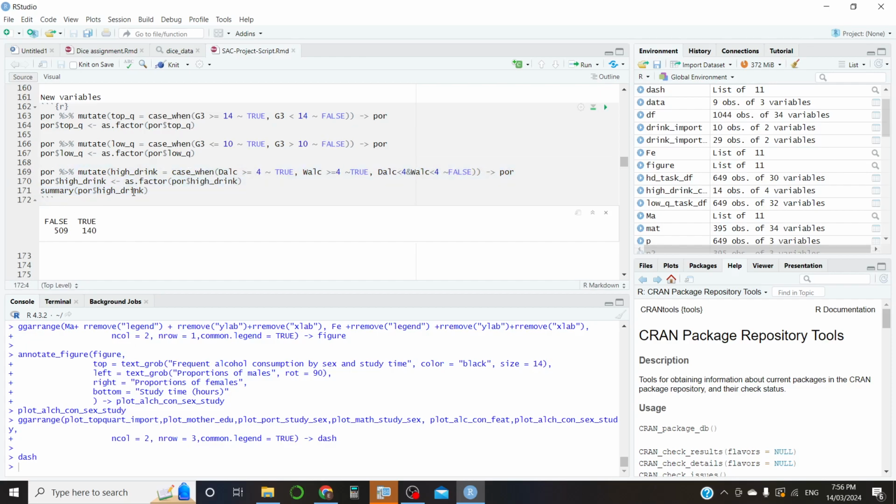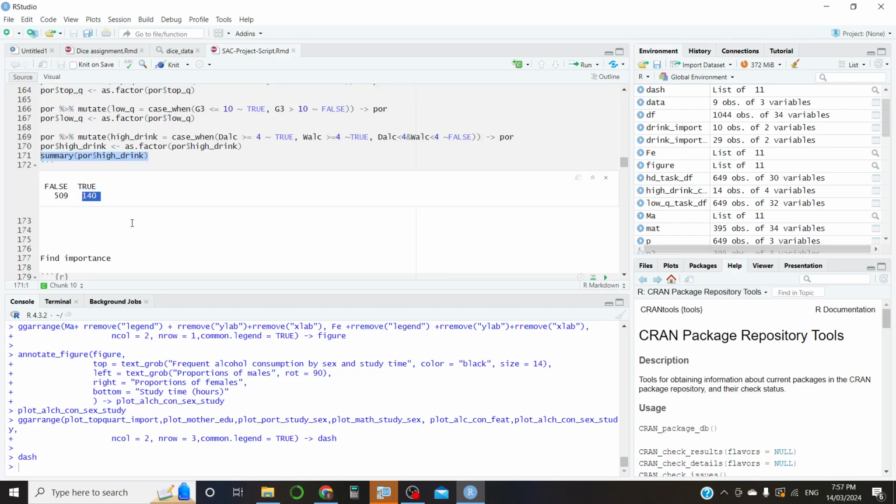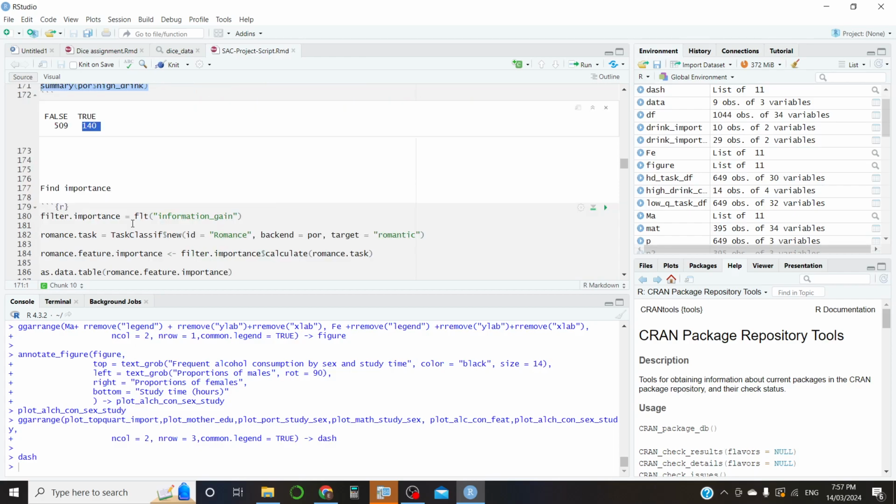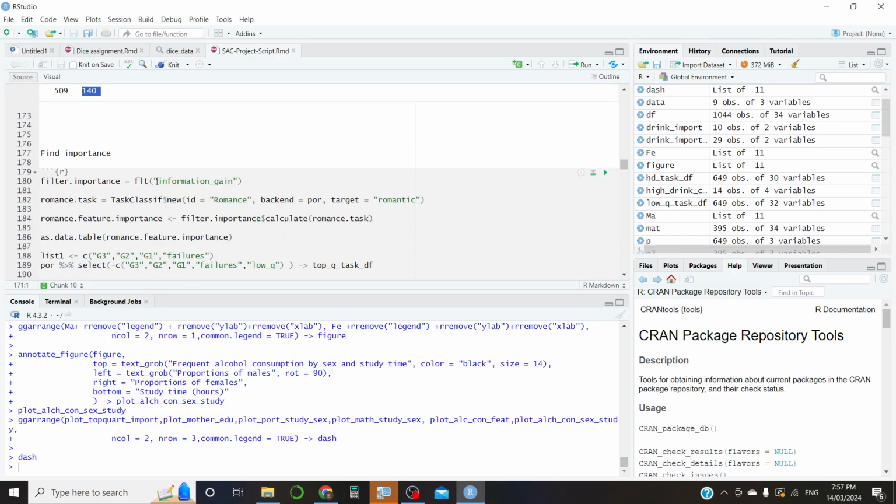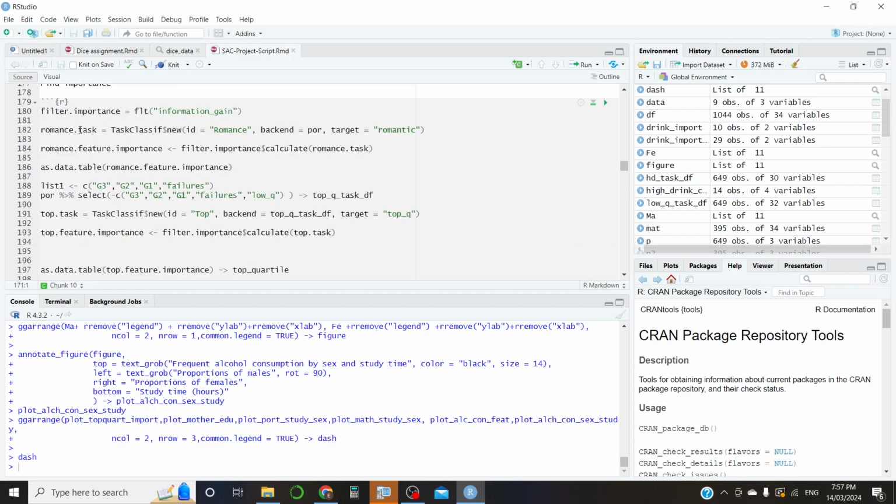So for the proportion of high drink students, there were 140 who fell into that category in terms of the whole data set for Portuguese students. So this is the importance part. I had a thing where I might just look at romantic attachments. I didn't really go into that much.